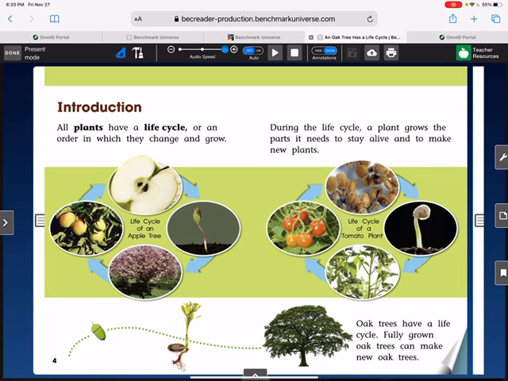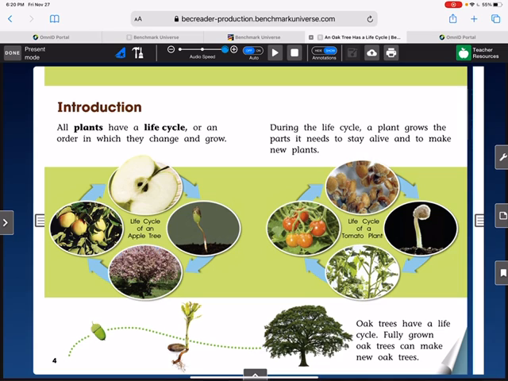Here we go, the introduction. All plants have a life cycle or an order in which they change and grow. Here we see the life cycle of an apple tree. We did that in science, didn't we? During the life cycle, a plant grows the parts it needs to stay alive and make new plants. And here we see the life cycle of a tomato plant. At the bottom, I see an acorn and then a sprout and a tree.